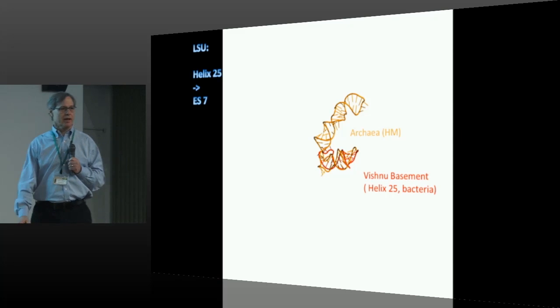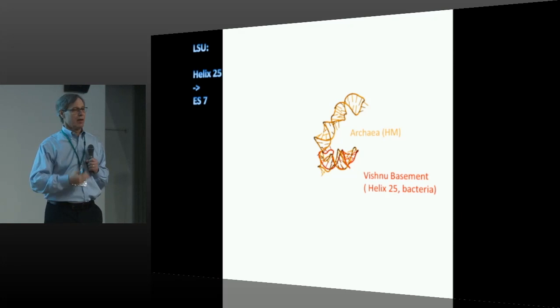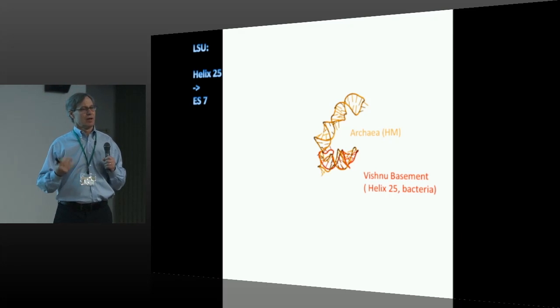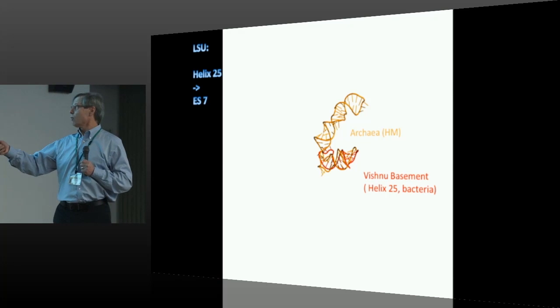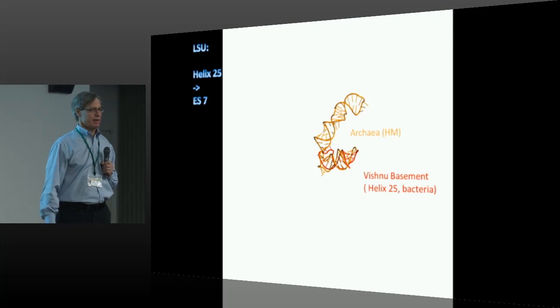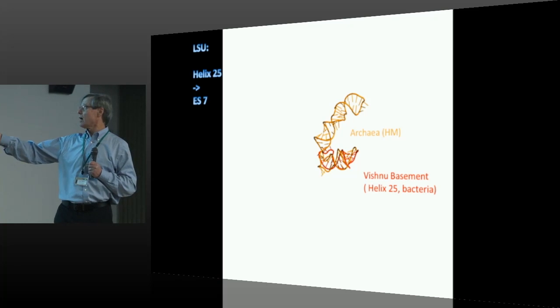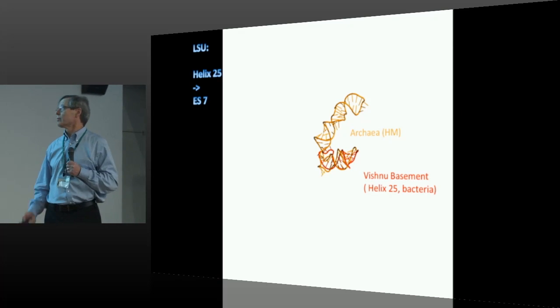And then when you look at archaea, you can see helix 25 is still there, and then something has grown out. So this allows us to have an estimate of LUCA, right? Because what is common between archaea and bacteria is our best guess for LUCA, and so we say LUCA had helix 25, because that's what's common between archaea and bacteria. That's sort of the standard way you look at things.